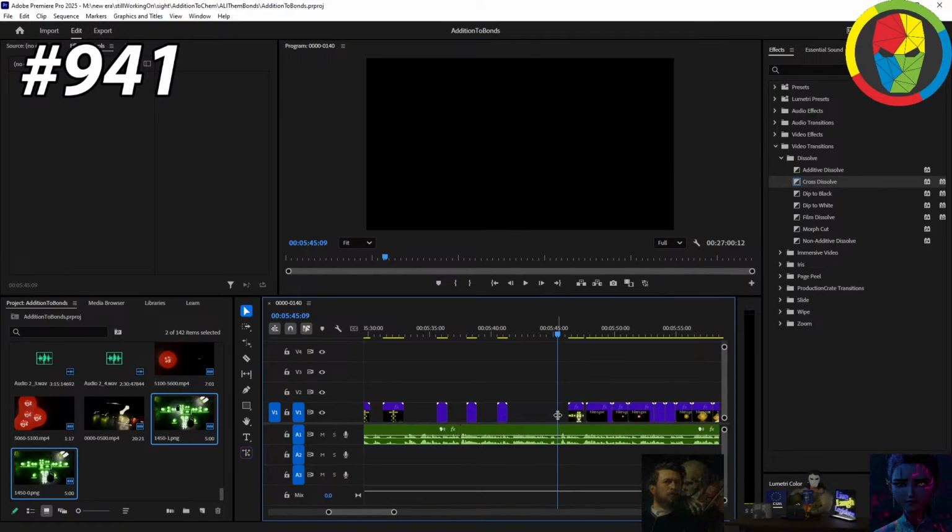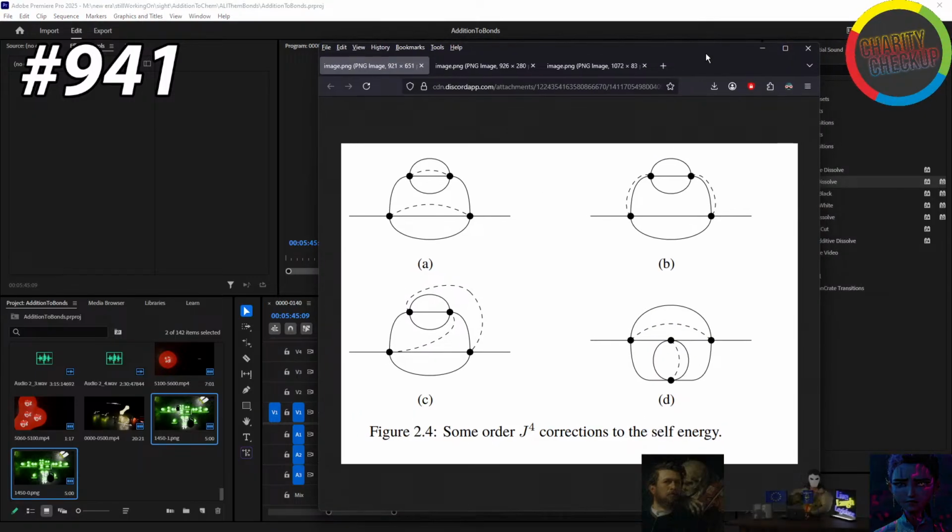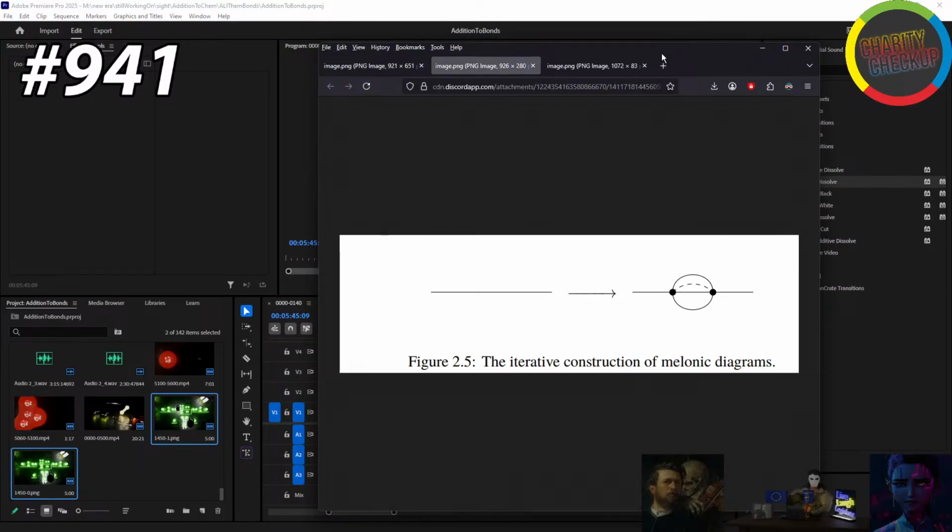You just missed us looking at melons. Theo would so much love this. We go back to melons. Okay, hold on, show Theo the melons. The melons, the iterative construction of melonic diagrams. Also known as melonification. Looks like a melon. It must be a melon then.